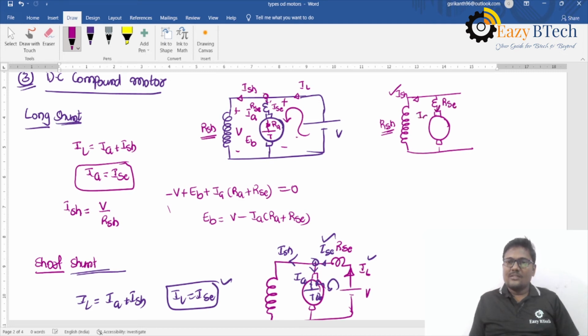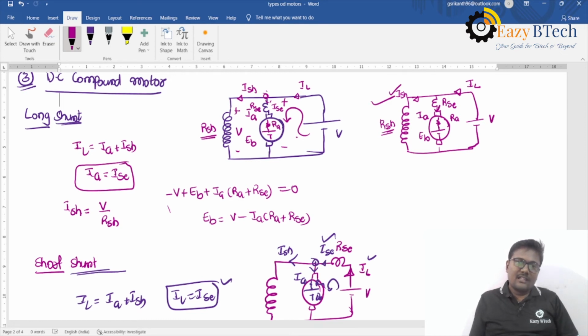The current which is flowing through the armature is IA, and the armature winding resistance is RA, and the back EMF is EB. The supply voltage is V, and the current drawn from the supply is IL. So this is the same diagram that I am drawing here.